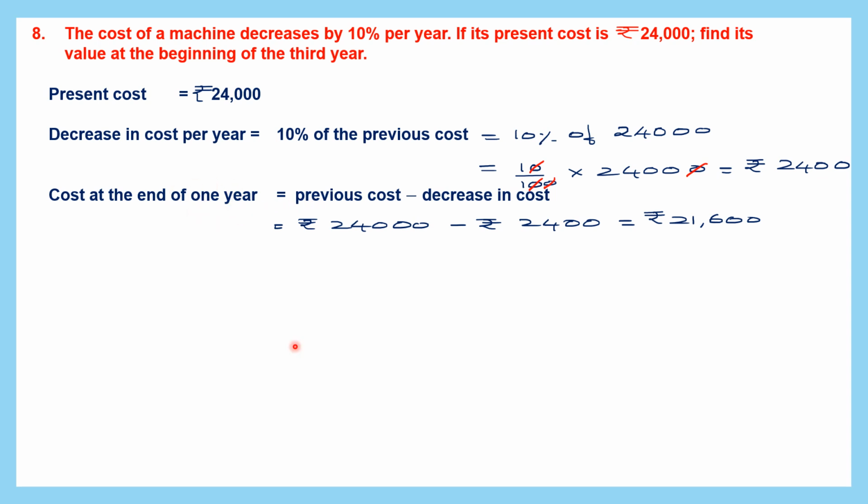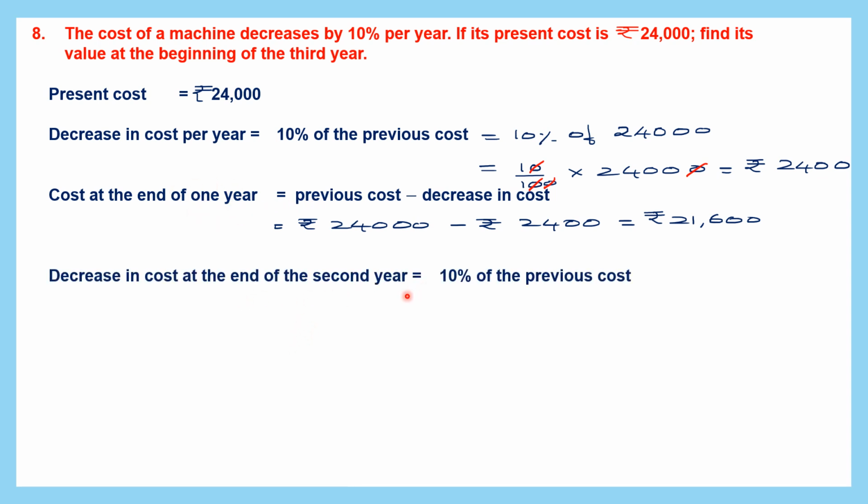We have to go to the next year. So, decrease in cost at the end of the second year. We found the cost at the end of one year. Now we are finding only the decrease first, and that is 10% of the previous cost. So this will be 10 by 100, or 10% of the previous cost, which is 21,600. So this will be equal to 10 by 100 into 21,600. Here we can cancel the zeros, one more zero, and we have 2,160. So this is the decrease at the end of the second year.